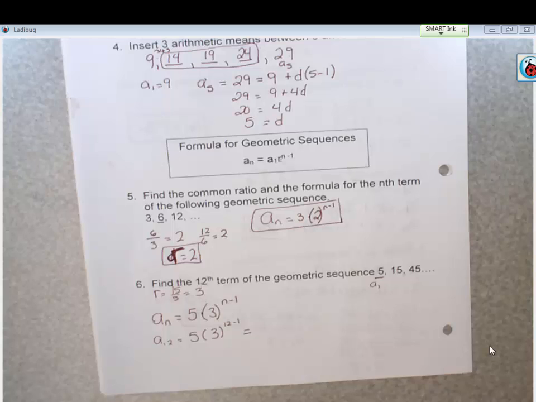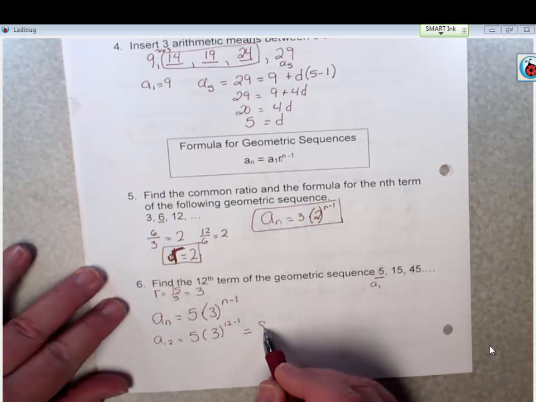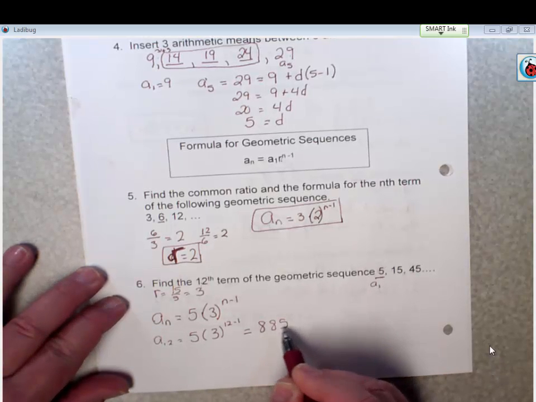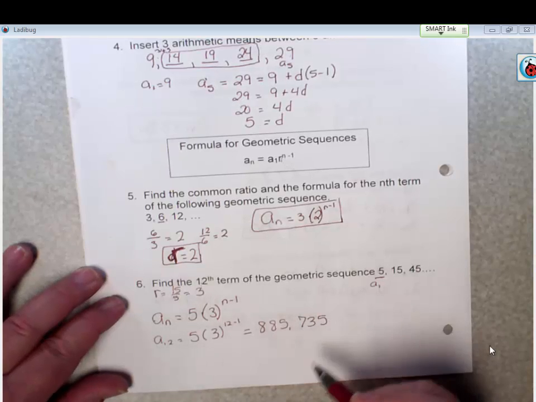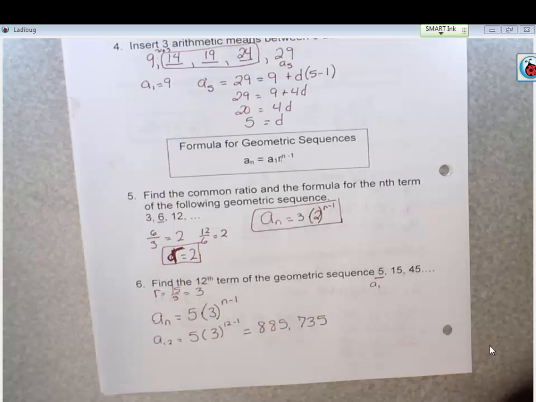Okay, so I want y'all to put that in your calculator and get an answer, because I want to check that you are actually inputting correctly. Has everybody had a chance to input? All right, you should have gotten 885,735. So that's 885,735.